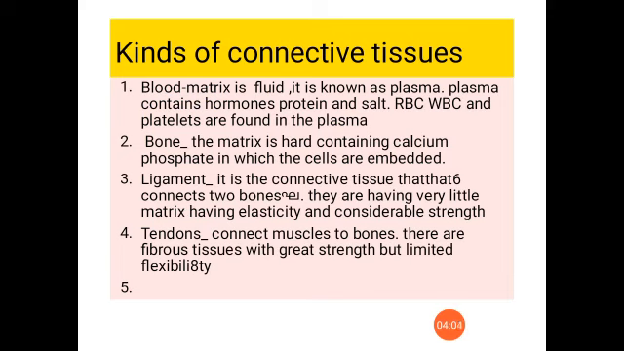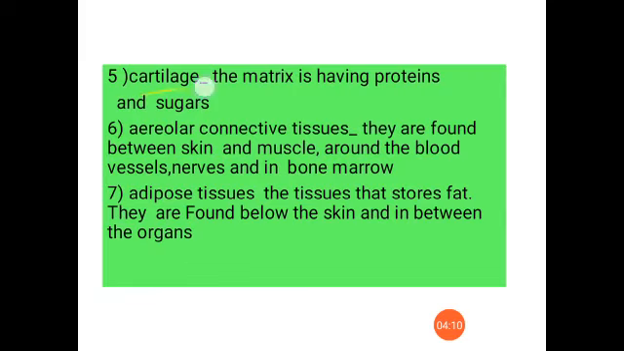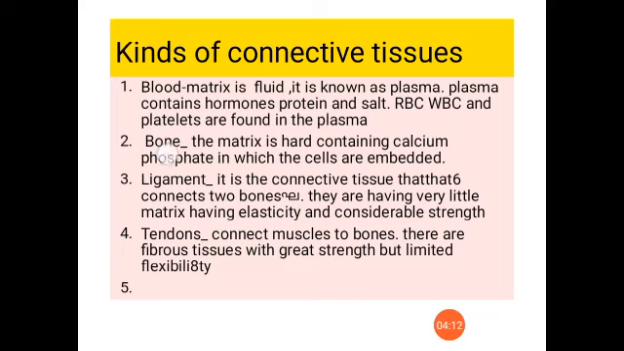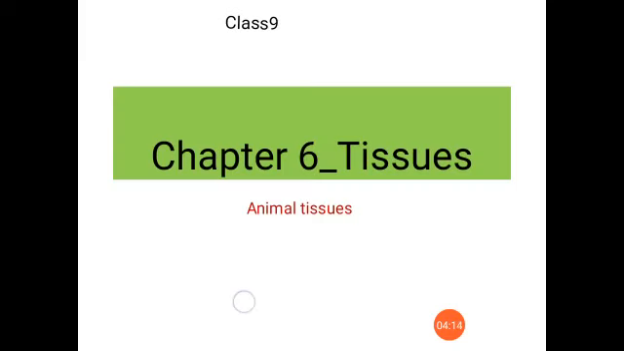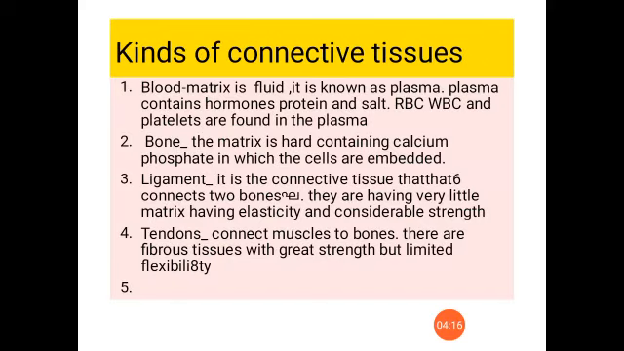Next is what? Bone and cartilage. So next we are going to study about cartilage and bone. Bone and cartilage are special because the matrix is hard. The matrix is hard and it contains calcium and phosphate. The cells of the bones are known as osteocytes, and they are found inside this matrix.